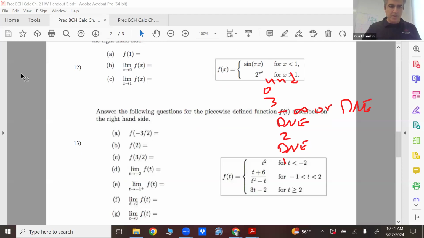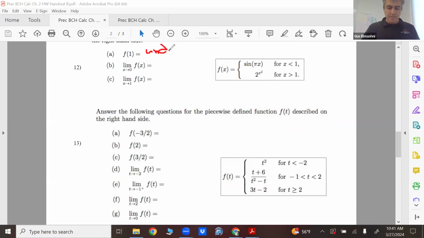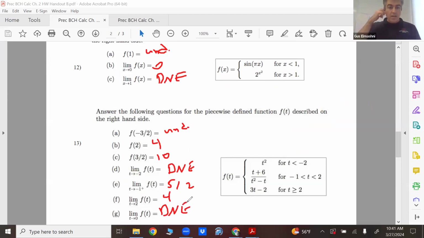Let me clear the screen. There's no graph associated with 12 or 13, so I have to look at the equations or the piecewise functions that are there, right? Okie dokie. For 12, we can say it does not exist because, yeah, 1 is not part of the domain.